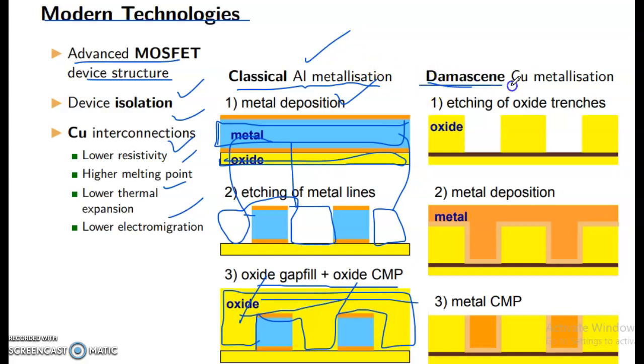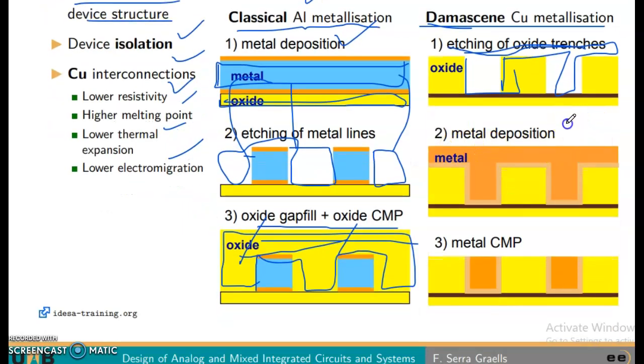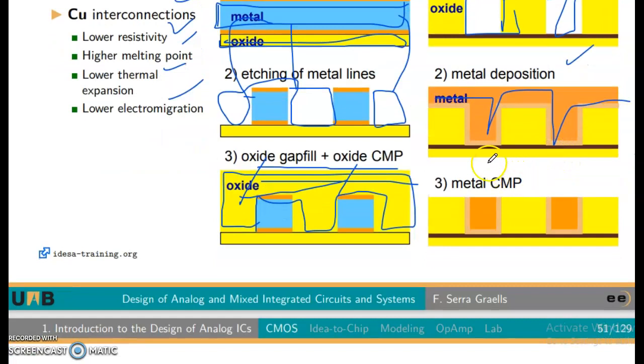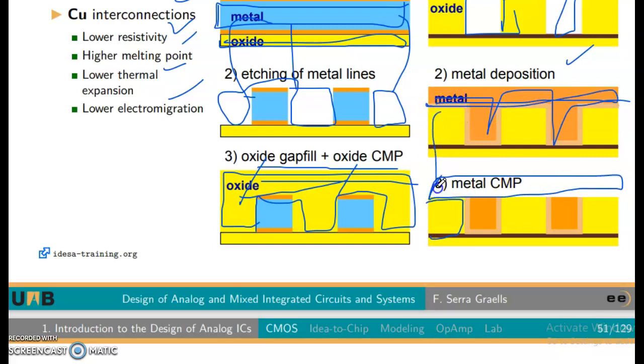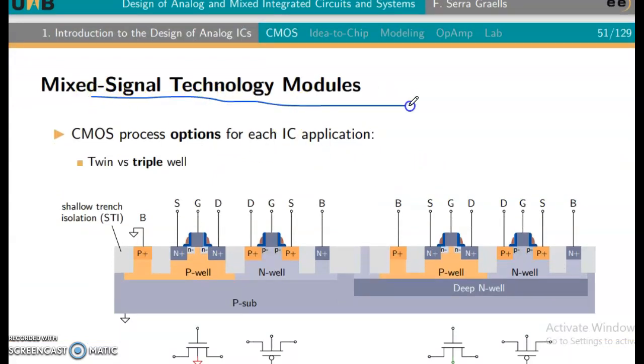Damascene Cu metallization. Etching outside of the trenches, here, etching. Then metal deposition, full metal. Here, metal CMP. That is here, no? That one is removed. This part is removed.